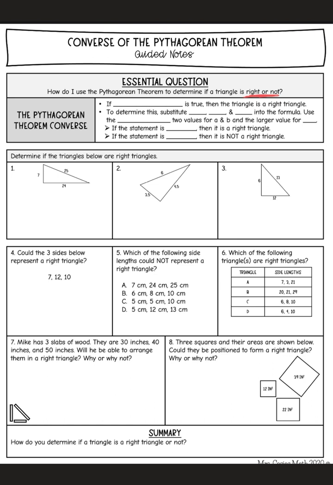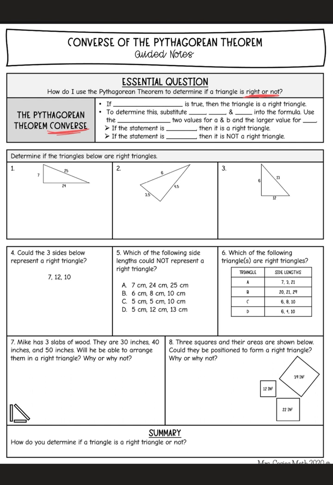His formula was a squared plus b squared equals c squared. So if you give him sides a and b, he can figure out c. Or if you gave him c and b, he could figure out a. So, the Pythagorean theorem converse. Today we're going to focus on this term converse, which is the idea of determining if a right triangle is present using the Pythagorean theorem. So again, do we have a right triangle given these three numbers?